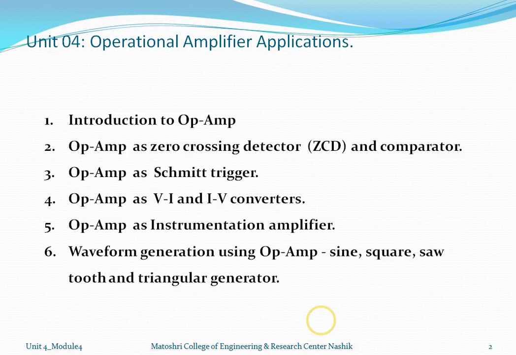In the previous three modules we studied the various applications of operational amplifier circuits. In the second and third modules, we studied the zero cross detector, comparator, and Schmitt triggers as applications of op-amp. In this fourth module, we study the op-amp as a voltage to current converter and a current to voltage converter.